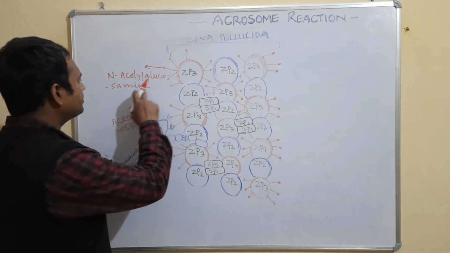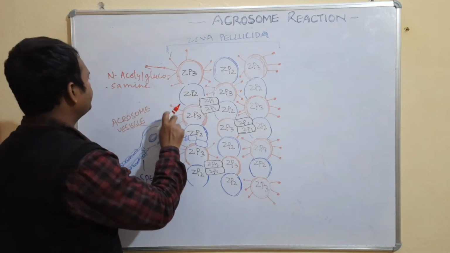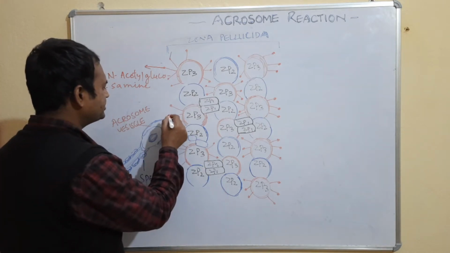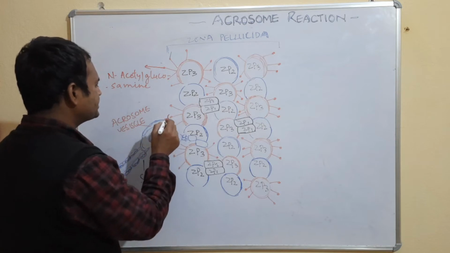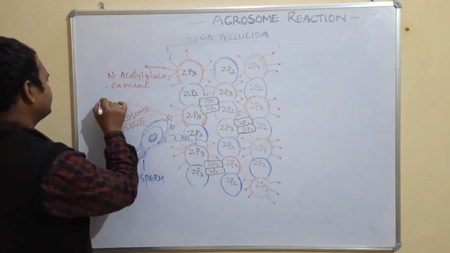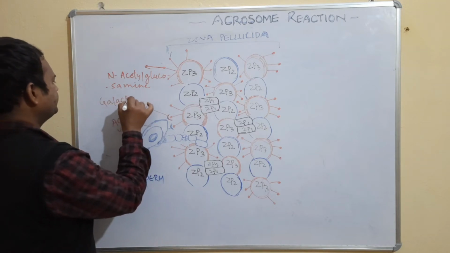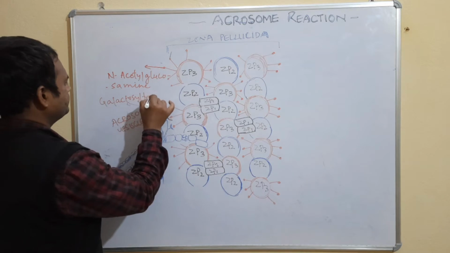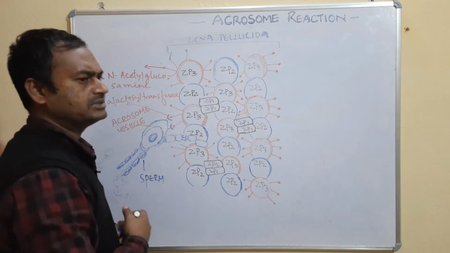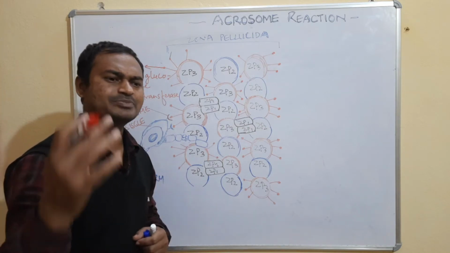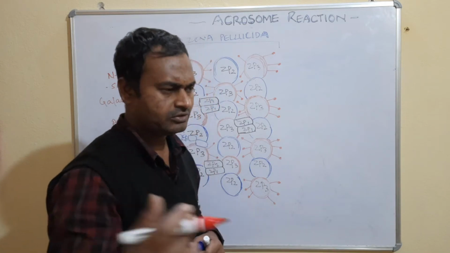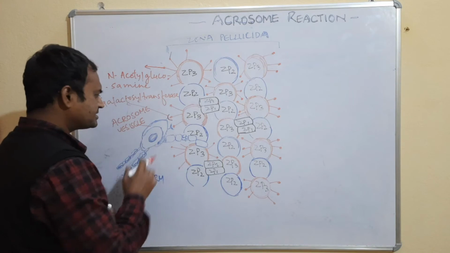Now, we have already seen that this is a carbohydrate molecule called N-acetylglucosamine, and this receptor is made up of galactosyl transferase. This is the receptor, galactosyl transferase, which is expressed on the outer membrane of the acrosome vesicles. Now let us understand another thing.